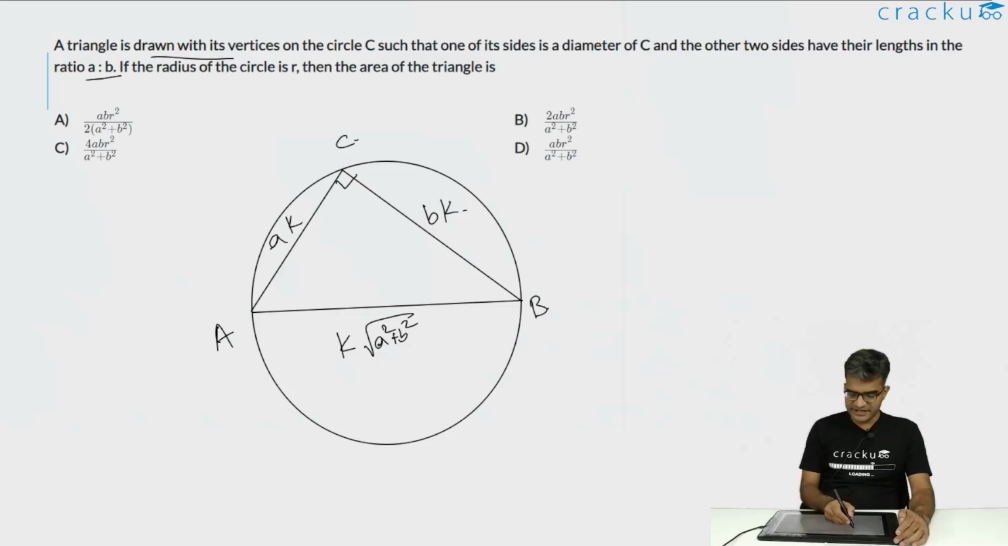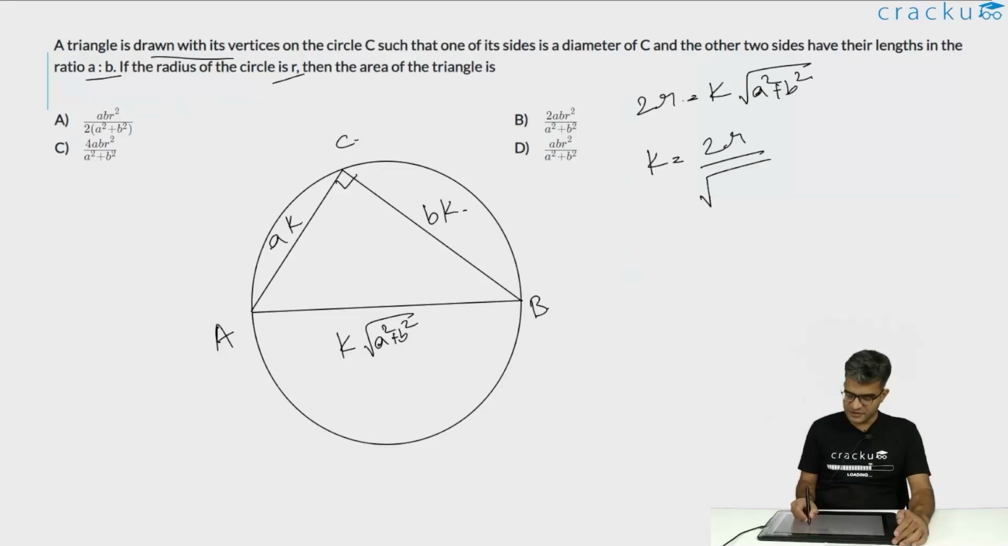But we are told that the radius of the circle is R. So 2 times R, which is the diameter, is equal to k into square root of a square plus b square. So now we can actually calculate the value of k. k is equal to 2R divided by square root of a square plus b square.